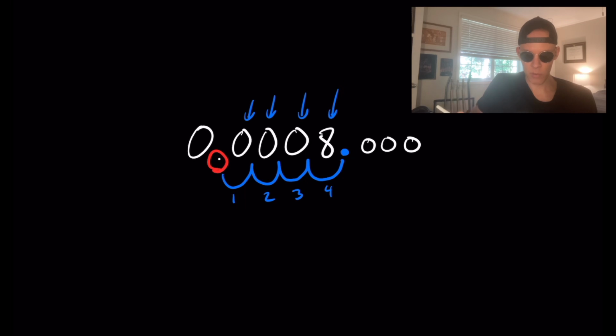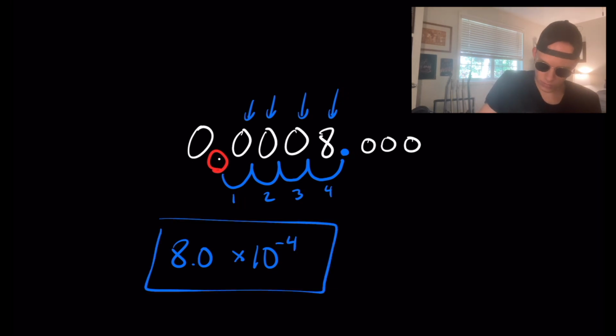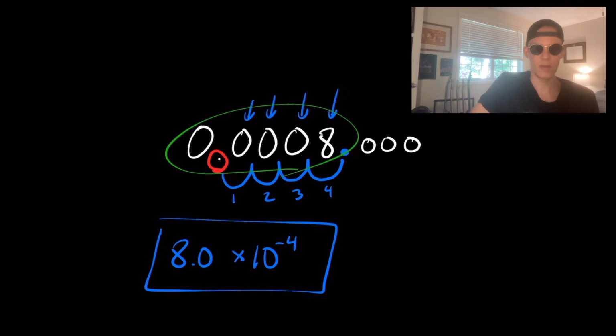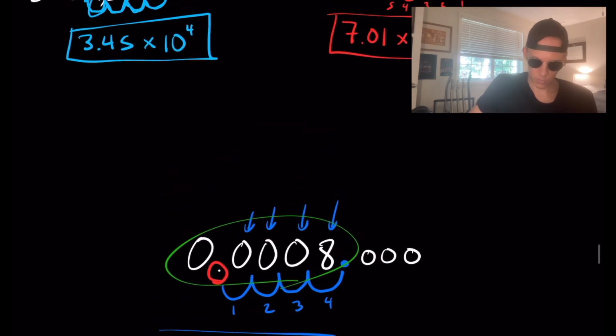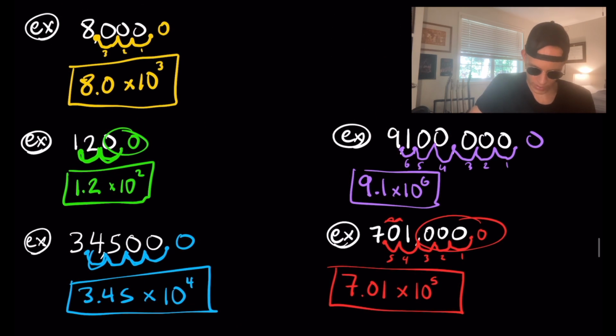So 0.0008 in scientific notation is going to be written as 8.0 times 10 to the minus 4th. So again, when we have very small numbers like we did here, right, very small decimal number, our exponent is going to be negative. And when we had very large numbers like we did in the previous video, our exponents are going to be positive.